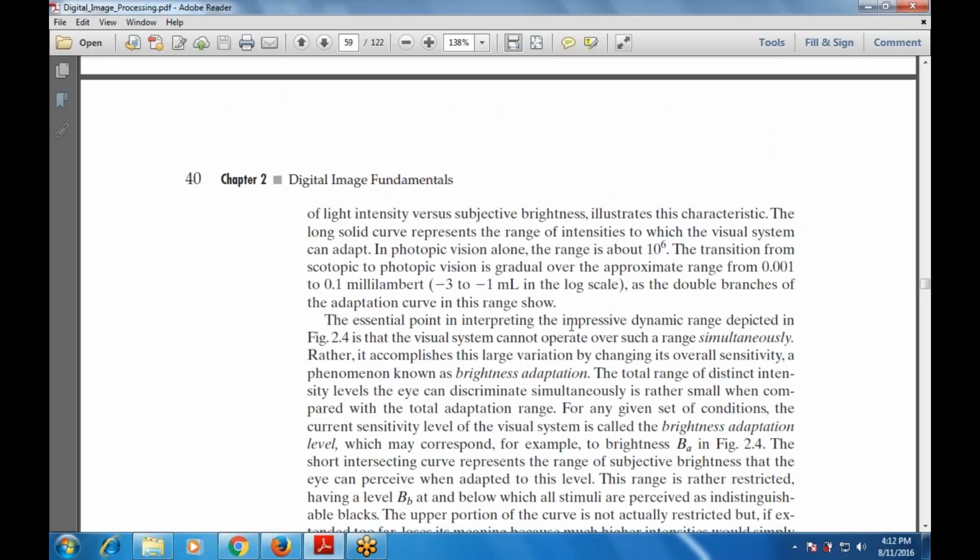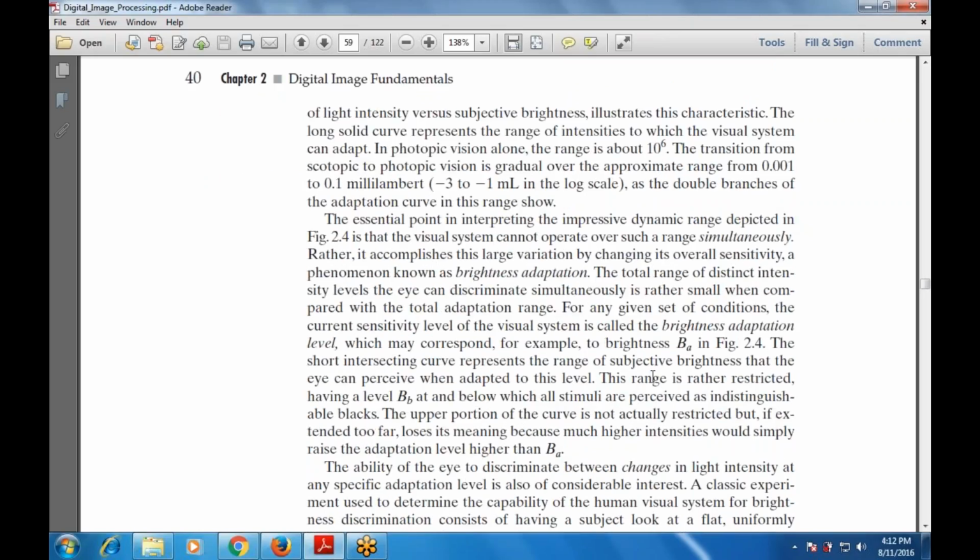An essential point in interpreting this impressive dynamic range is that the visual system cannot operate over such a range simultaneously. Rather, it accomplishes this large variation by changing its overall sensitivity. That phenomenon is known as brightness adaptation. For any set of conditions, the current sensitivity level is called the level of adaptation.